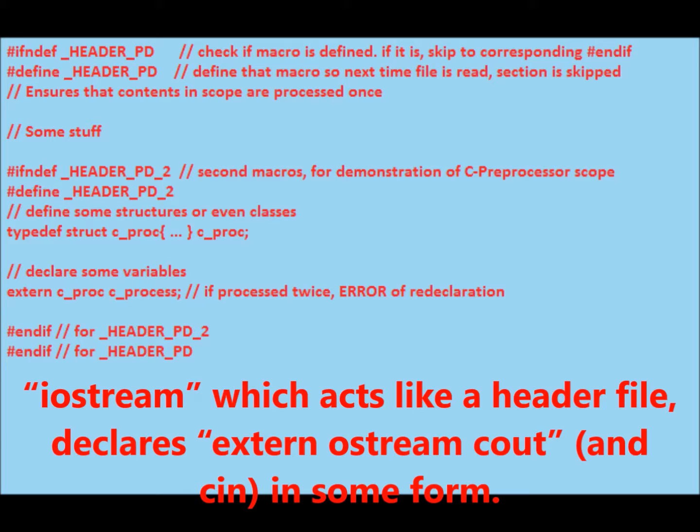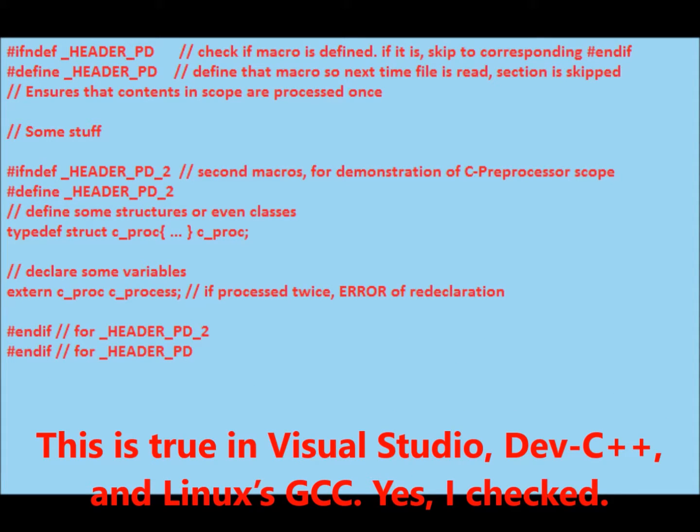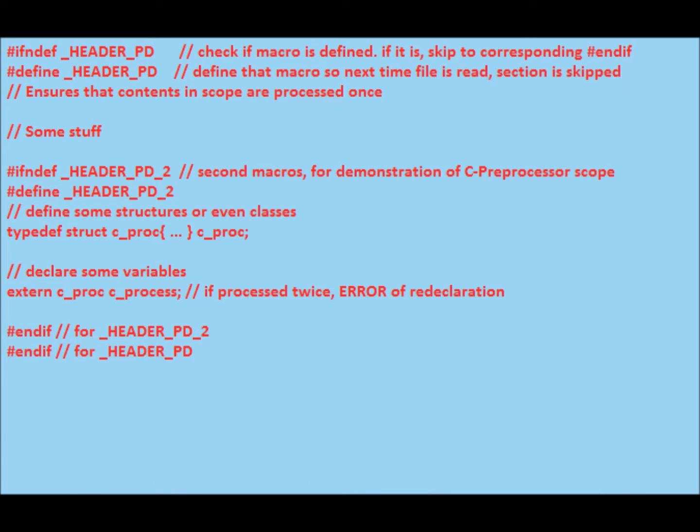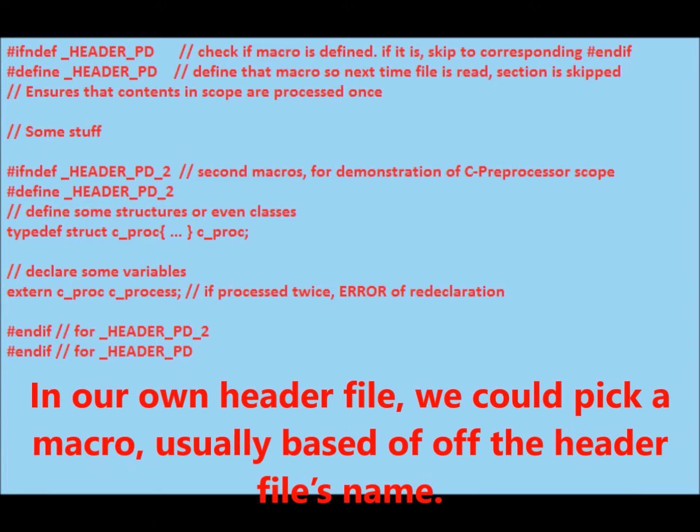iostream, which acts like a header file, declares extern ostream cout and cin in some form. This is true in Visual Studio, Dev C++, and Linux's GCC. Yes, I checked. This is allowed because the preprocessor directives ensure that those variables, among others, are only declared once.